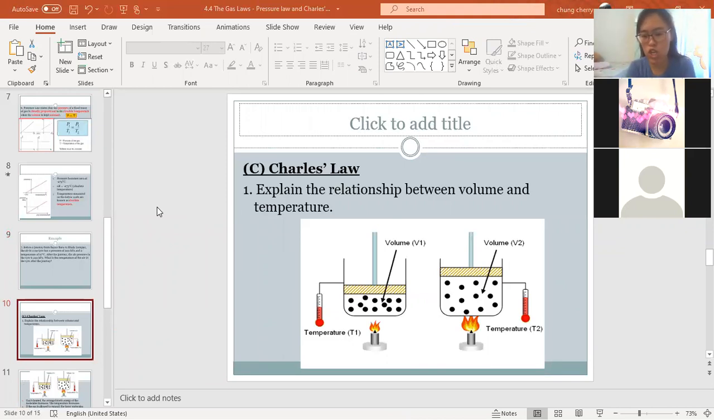The last part of the laws is Charles' law. Charles' law is a law explaining the relationship between volume and temperature. So you see here, one has a lower temperature and this one has a higher temperature. As you know, when the temperature increases, the heat energy will increase as well, and the molecules will have greater energy.